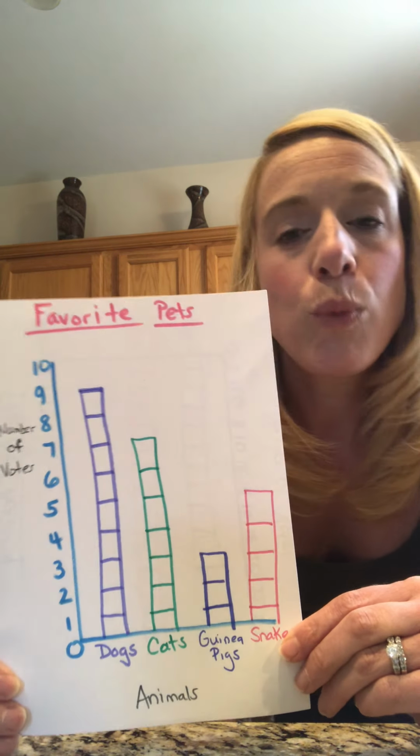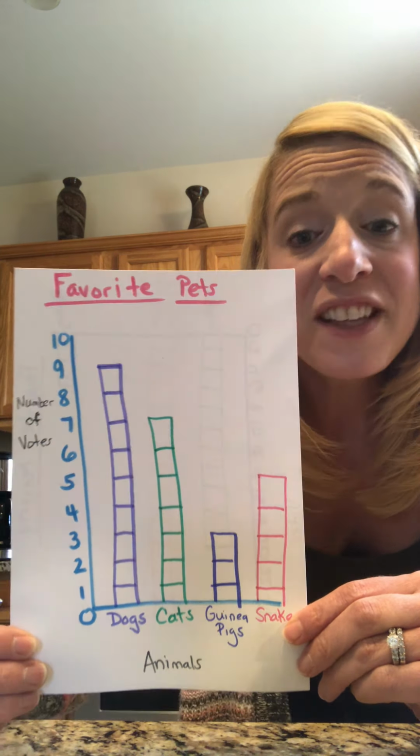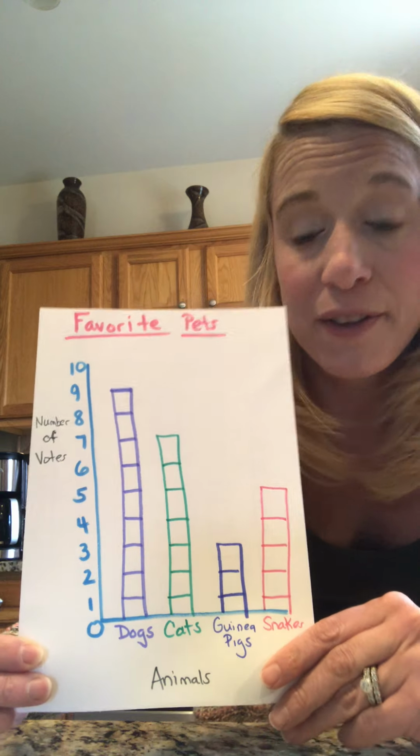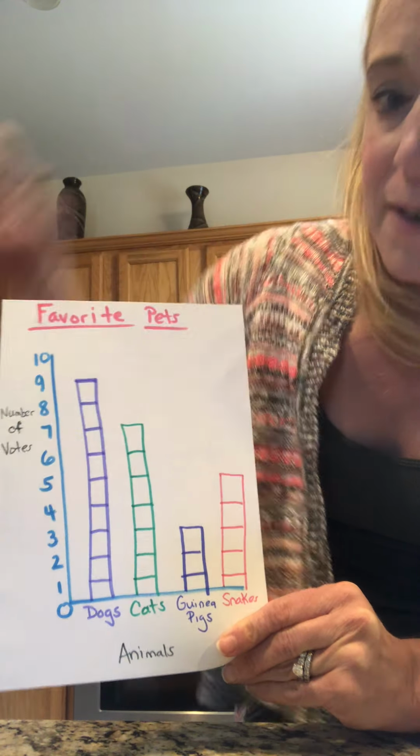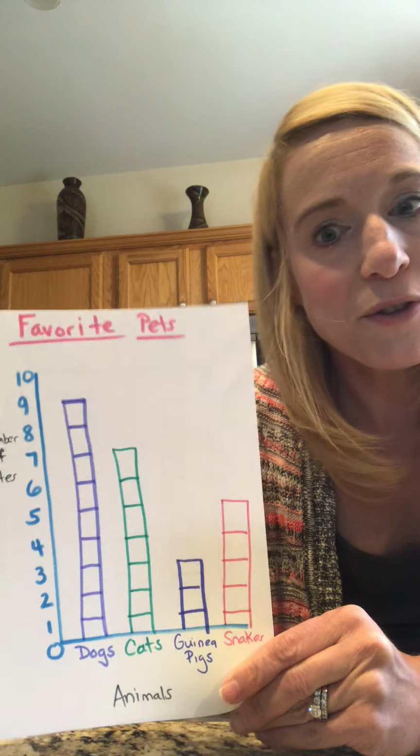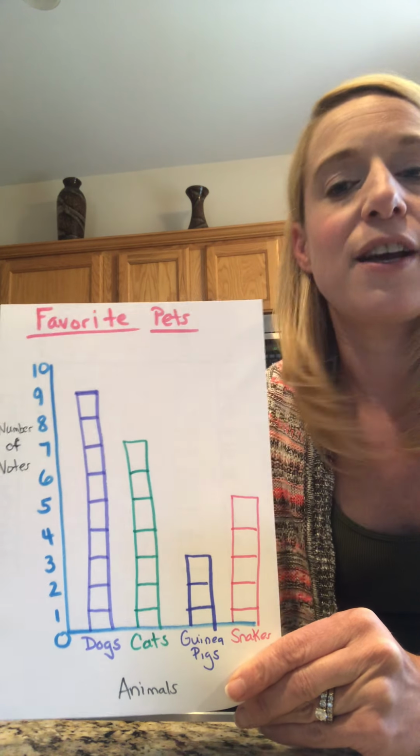Another question might be, which pet got the least votes? Again, you don't have to do too much thinking. You can figure out that guinea pigs have it. Then it might be more specific and say, how many votes did cats get? Well, we already answered that one. You'd count it up, which I did before, and you would get 7.